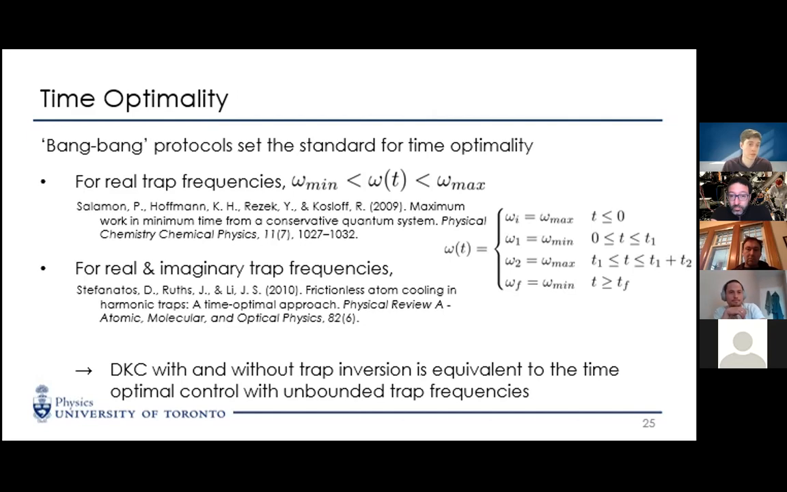Now that's sort of the intuitive explanation. The proofs of bang-bang protocols being time optimal are given in these two papers. The one in 2009 for real trap frequencies, the one including imaginary trap frequencies in 2010. And then in our work, we actually calculate what these times are for our delta-kick cooling sequence and show that they're equivalent to the bang-bang protocols with unbounded trap frequencies. I hope that was maybe a little bit helpful. Yeah, thanks.